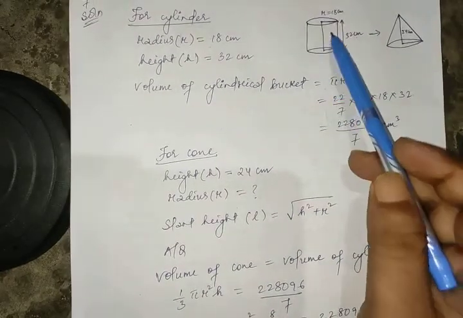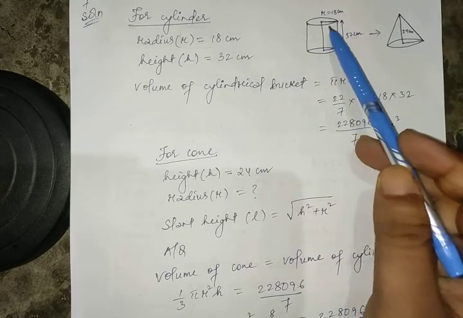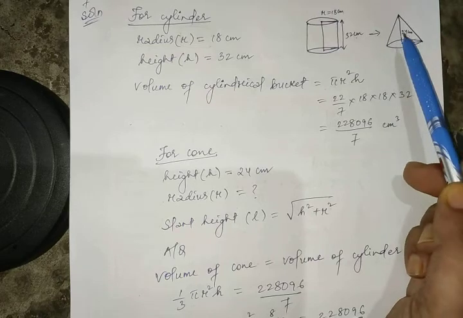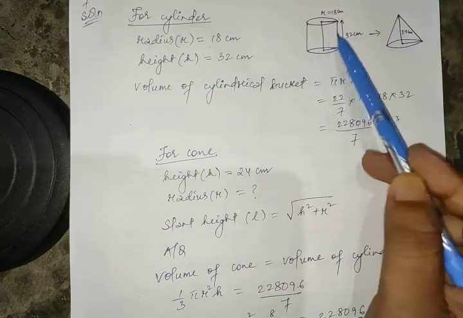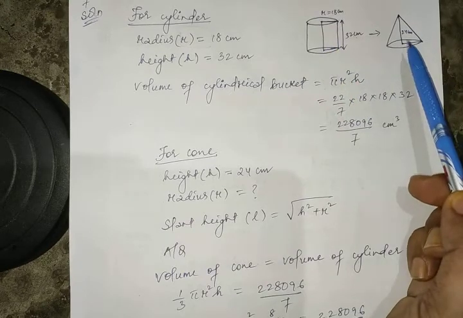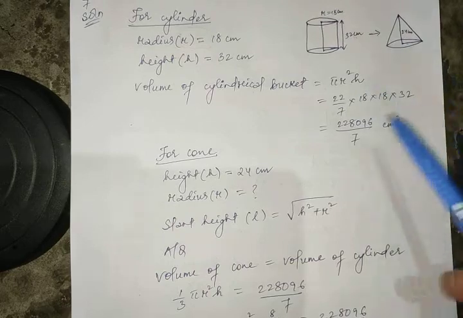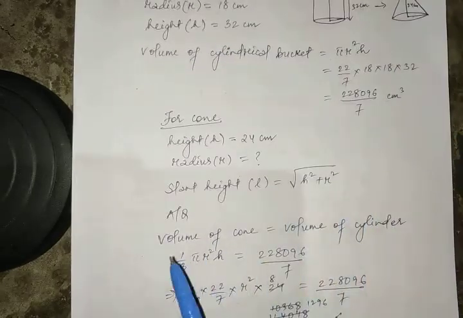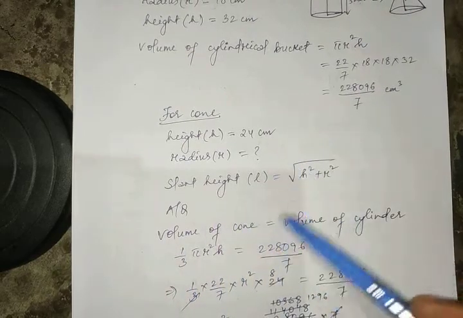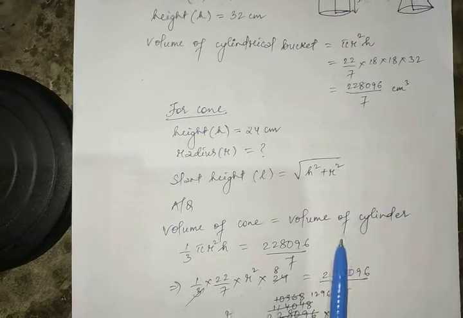So now you see this bucket is full of sand, right? So when it is emptied, the sand is formed in the conical heap. So that means what? The volume of this cylinder will be equal to the volume of conical heap, because the same amount of sand is flowed here, right? So according to the question, this volume of cone will be equal to volume of cylinder. So volume of cone we have not got. Volume of cylinder I have already got, that is this much. So just apply here.